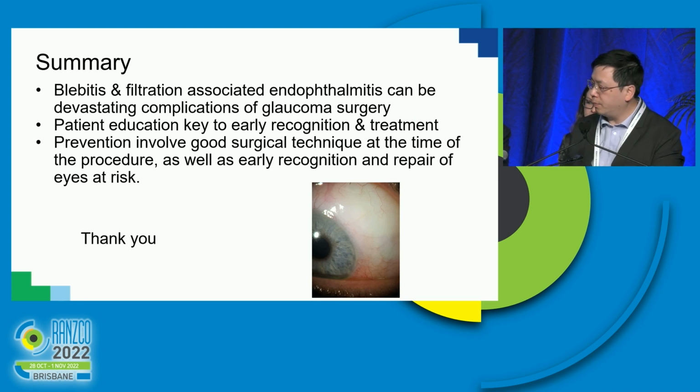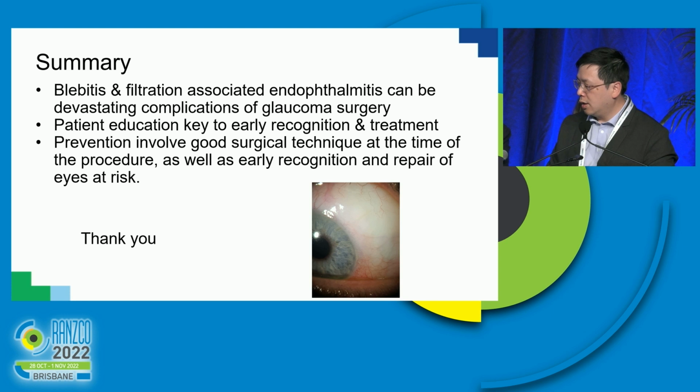So in summary, blebitis and filtration-associated endophthalmitis can be quite devastating to patients. It is very important to educate patients to recognize these symptoms and not treat it just like a simple conjunctivitis. Prevention is the key: creating a good diffuse, posteriorly draining bleb to avoid the development of blebitis and bleb-associated endophthalmitis. Thank you.